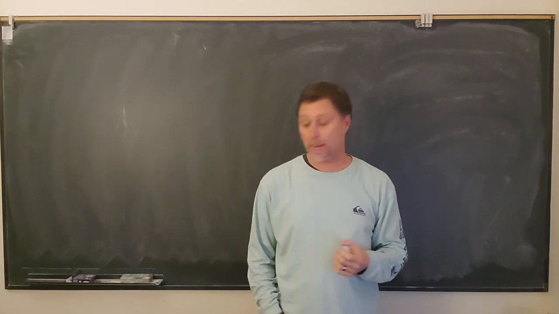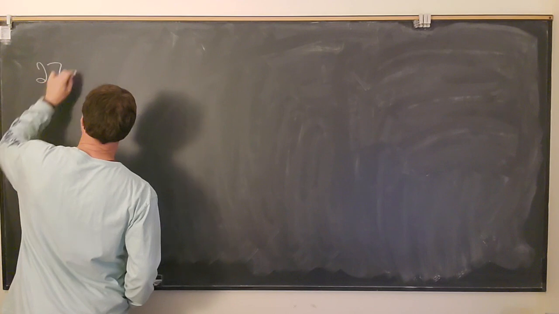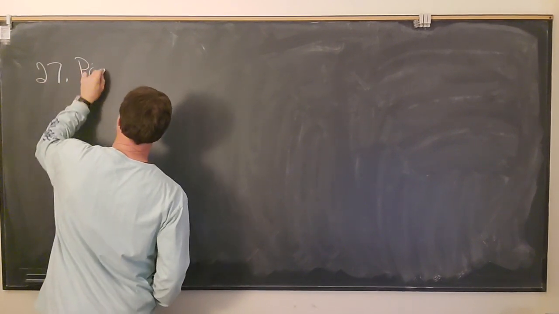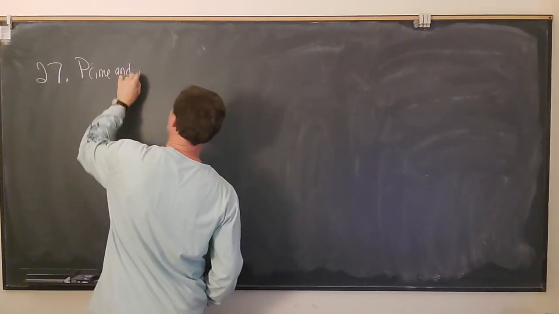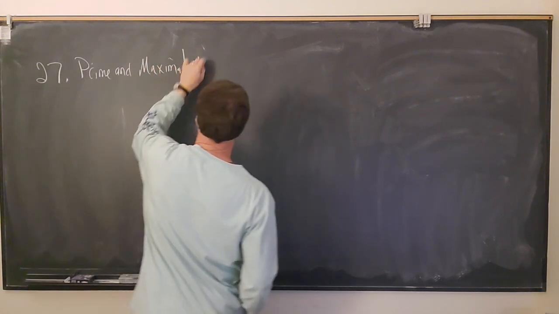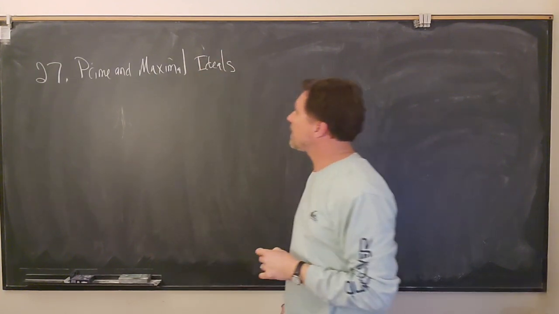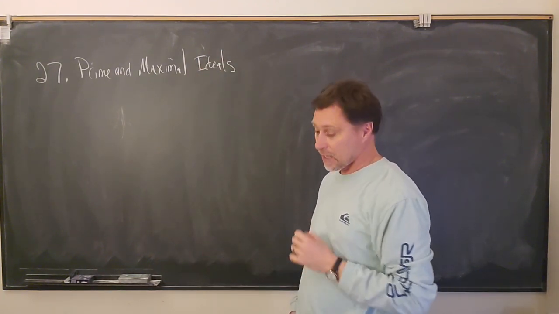It's time to start a new chapter. This is going to be chapter 27, and the title, Prime and Maximal Ideals. So what we want to do is go a little deeper into our study and understanding of ideals.